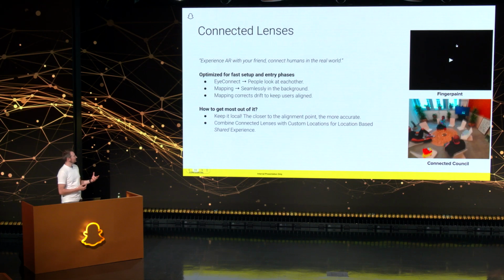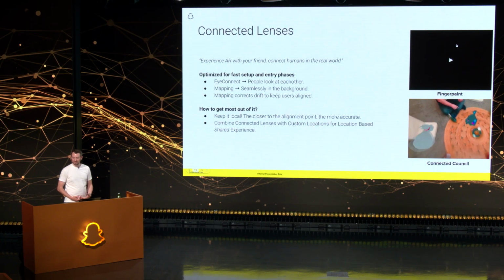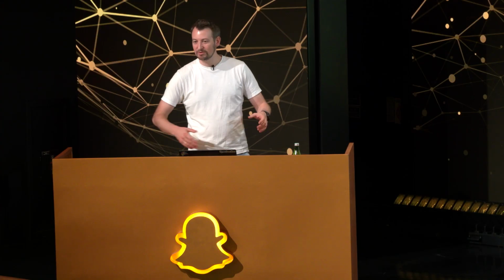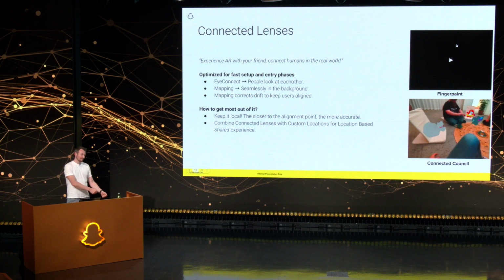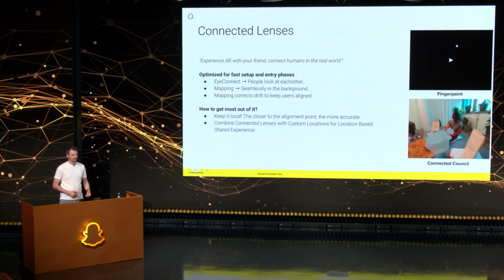As I mentioned already, what we use is eye connect. So what we are going to tell the people if they start a connected lens, we just tell them look at each other, and that's usually already sufficient. That's also pretty nice if you are around a table and people want to play a game. They can just look at each other, then we will connect, and then everyone is just in the same coordinate space.